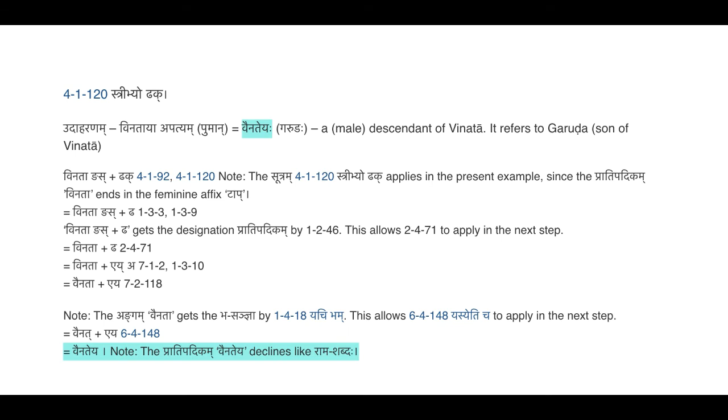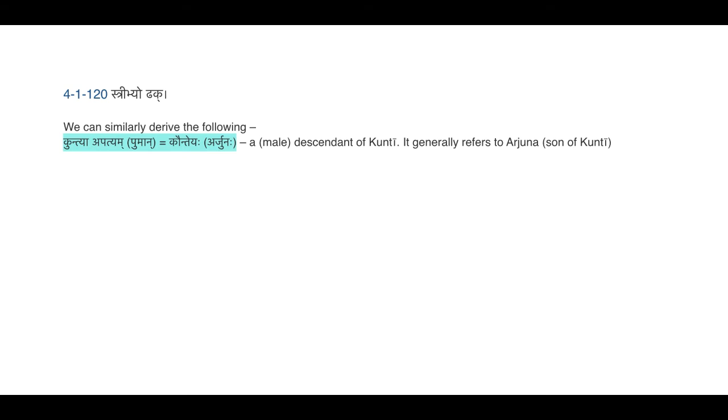We can similarly derive the following: Kuntya apatyam puman kaunteyaha Arjunaha, a male descendant of Kunti. Here the word Kunti ends in the feminine affix Neep. So therefore we use the sutram 4.1.120 Stribhyo Dhak. Of course, the word Kaunteya is used in the Bhagavad Gita. It generally refers to Arjuna, son of Kunti.